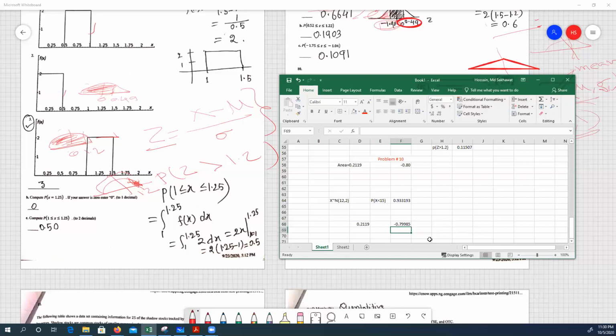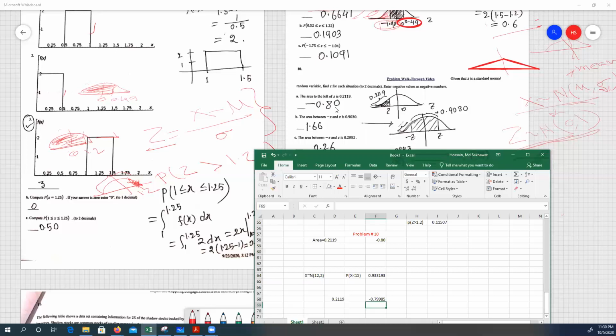Okay. So this will give the Z score as negative 0.79985. If you round to 2 decimal places, then it will be negative 0.80. And you can see here, the result is negative 0.80.